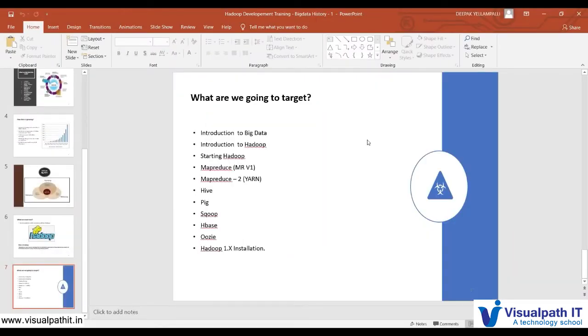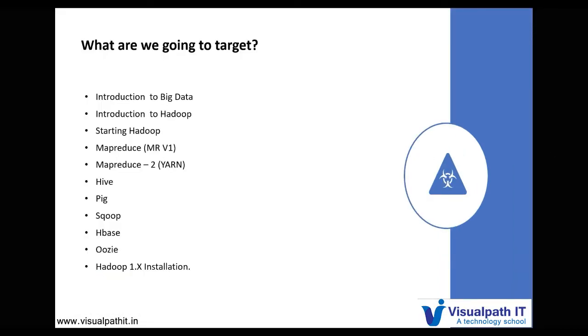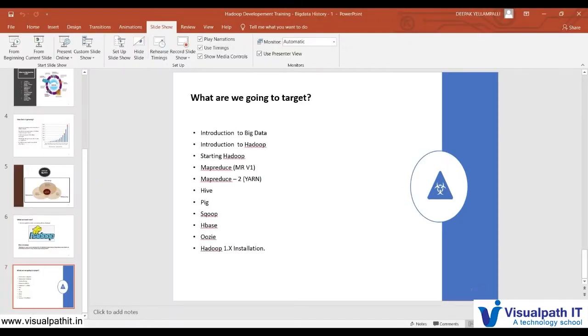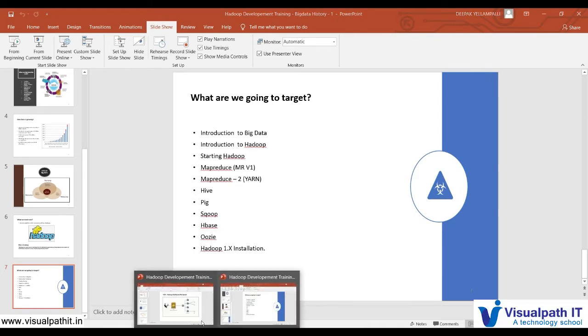As part of the development course, we are going to cover the introduction of big data, introduction to Hadoop, starting Hadoop, then MapReduce version 1, MapReduce version 2, Yarn, and Hive, Pig, Scoop, HBase, Oozie, and also Hadoop 1.x installation. Let me start with the first one. A big data introduction is not required, so we'll directly go with the Hadoop introduction.